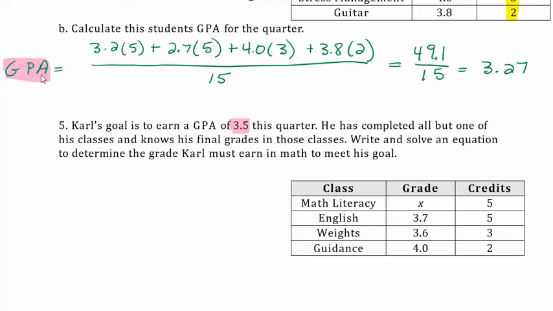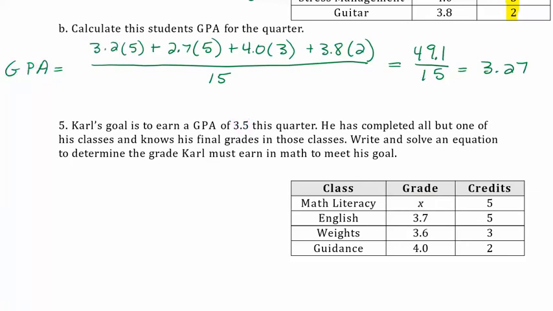What we don't know is one of our grades. So up here we see all these grades. We'll rewrite it, but for one of these grades, say this is the math grade, we're not going to know what it is. So we're going to put an X there. All right, let's see if we can write an equation and figure that out.